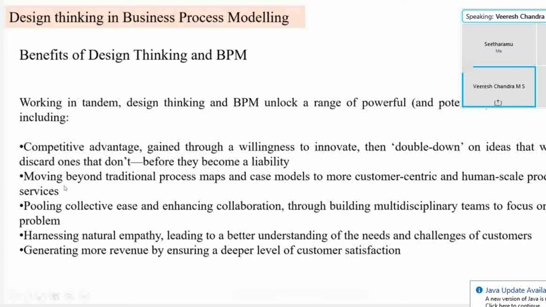Being moving beyond the traditional process maps and case models to more customer centric and human scale products and services. That's what, see, everything now, people are talking customer language, so obviously we will move beyond the traditional process maps and case models and build customer centric and human scale products and services. Then pooling collective ease and enhancing collaboration through building multidisciplinary teams to focus on a single problem, harnessing natural empathy. Natural empathy is very important, as I've already told you. So leading to a better understanding of the needs and challenges of the customer, generating more revenue by ensuring a deeper level of customer satisfaction.